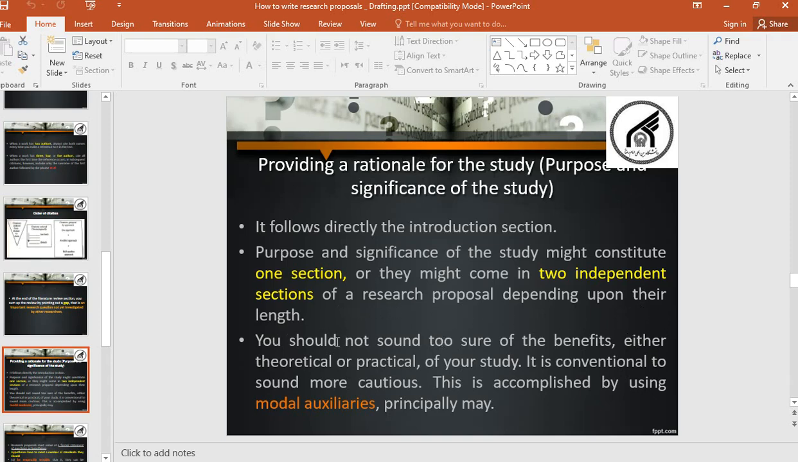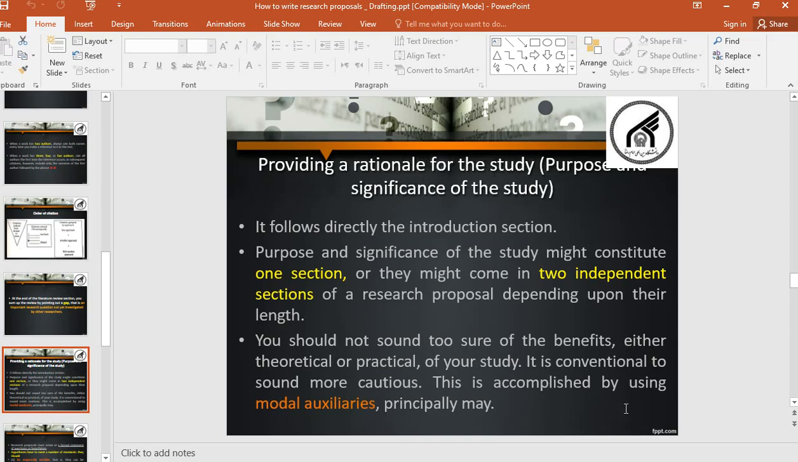You should not sound too sure of the benefits, either theoretical or practical, of your study. You cannot be so sure about the benefits that will be taken from your study because you haven't done your study yet. So how is it possible to be 100% sure that this study will have these benefits? It is conventional to sound more cautious, right? You have to be more cautious. Probably these will be, for example, the benefits or implications of this study in this way. You can write it in this way.